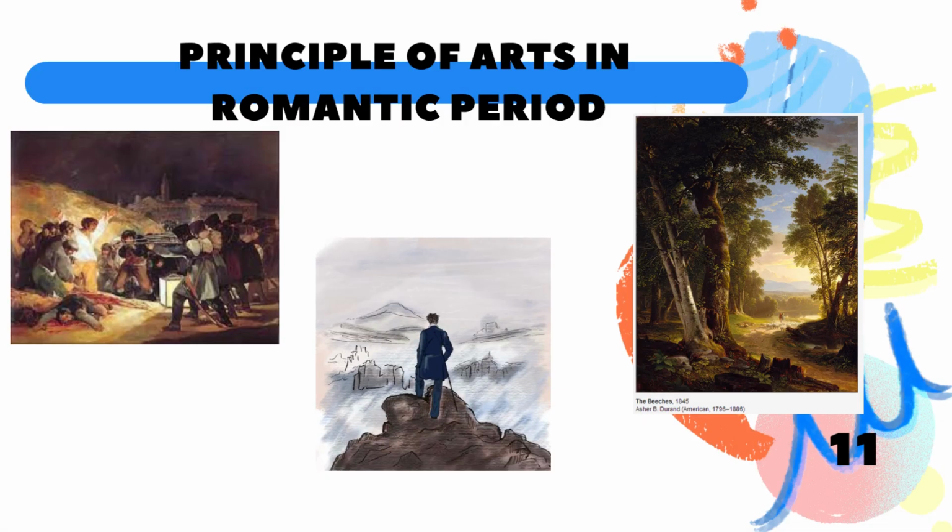And now, here are the examples of Romantic period arts. So, in this part, let us also discuss what kinds of principles of art are shown in the artwork. So, the first picture is The Third of May. What can you see in the picture? What principles of art can you see directly when you first saw it?